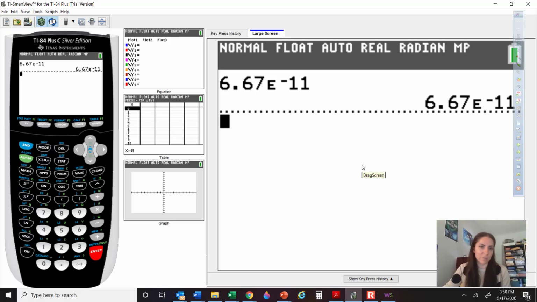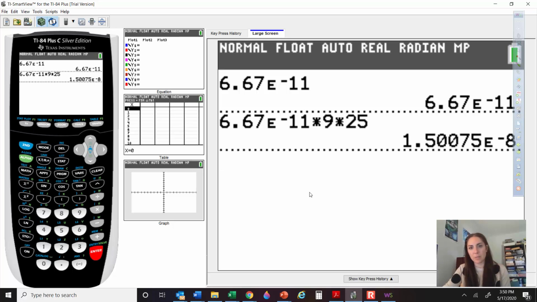Now, if I press enter, it gives back the same value, but that's nice because then I could do 6.67 times 10 to the negative 11th, times 9, times the second mass, 25, equals, boom. And that will come out correctly like that. So I highly recommend that.